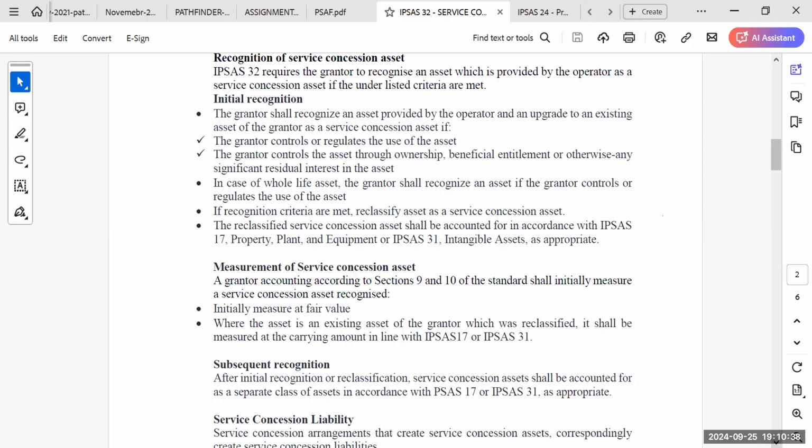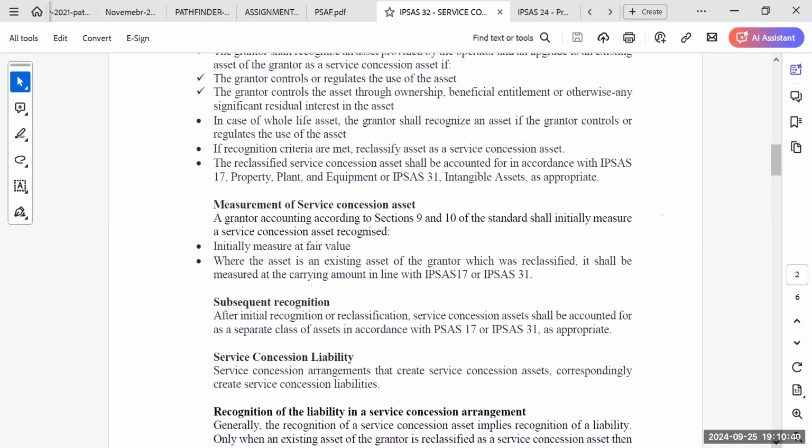The operator has nothing to do with the service concession or subsequent recognition of the asset. The subsequent recognition will be accounted for in line with either IPSAS 17 or IPSAS 31. So if it's an intangible asset, how do we subsequently recognize it? It can be at cost model or revaluation model. So we amortize or whatever we are going to be doing.